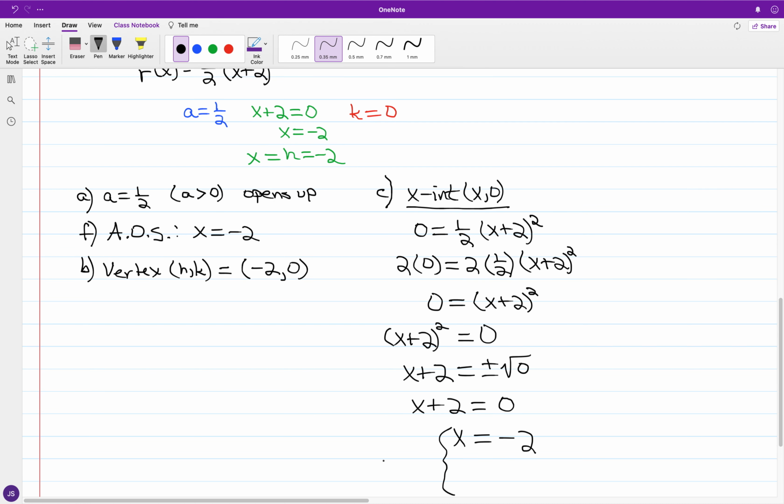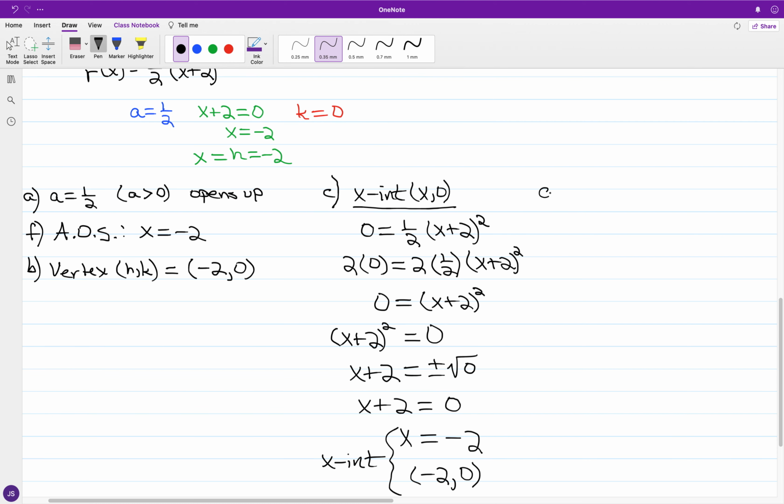And it's going to turn out that for the x-intercept, we have x equal to -2, and in coordinate terms, that is going to be (-2, 0), which we have already for the vertex. Right.